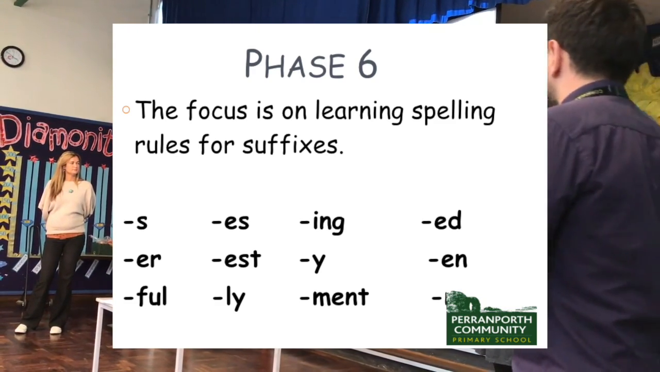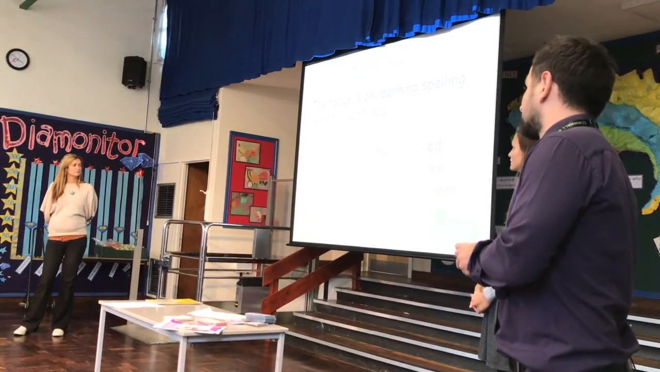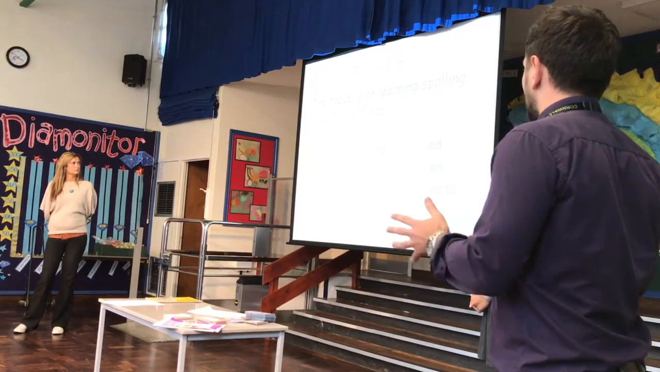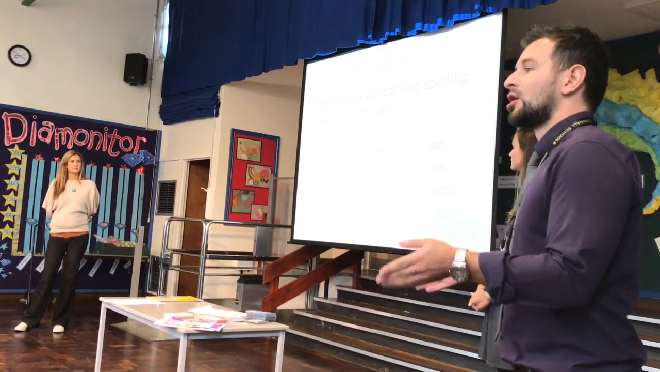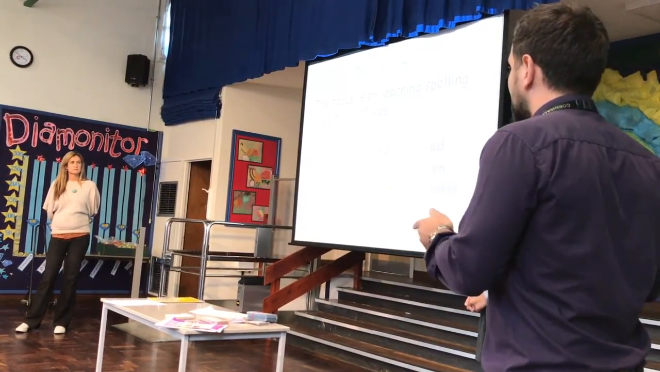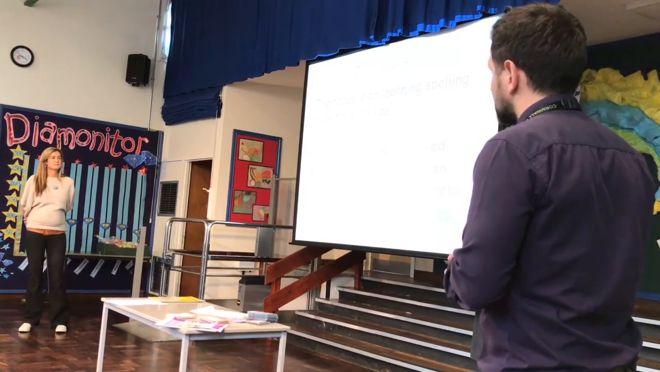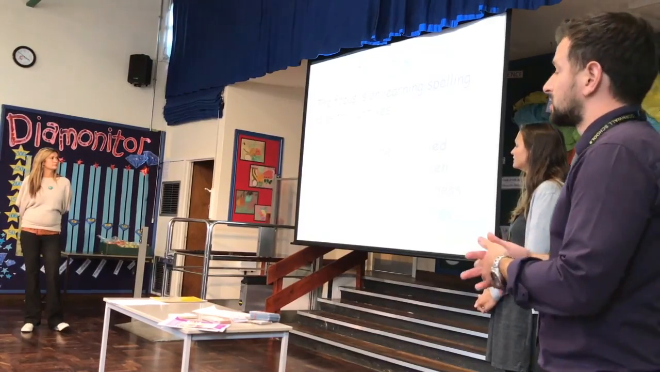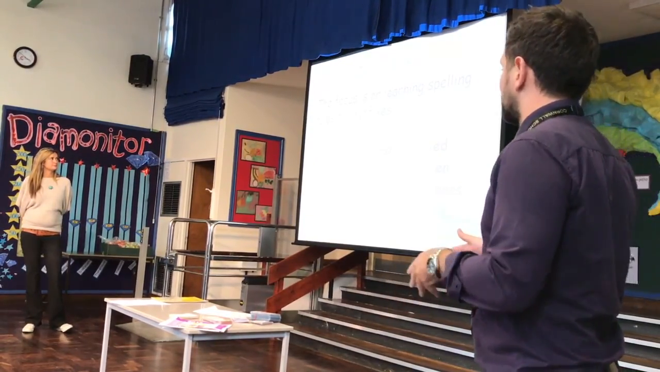So for instance, you could have run, and it could be running, and then we can look at how the tense changed and goes to ran. It could be a word like kind, and it could be then kindness or kindly. We also look at prefixes, and for instance, obviously we're looking at kind, the prefix for kind would be unkind, so we look at the different meanings and how it affects that.